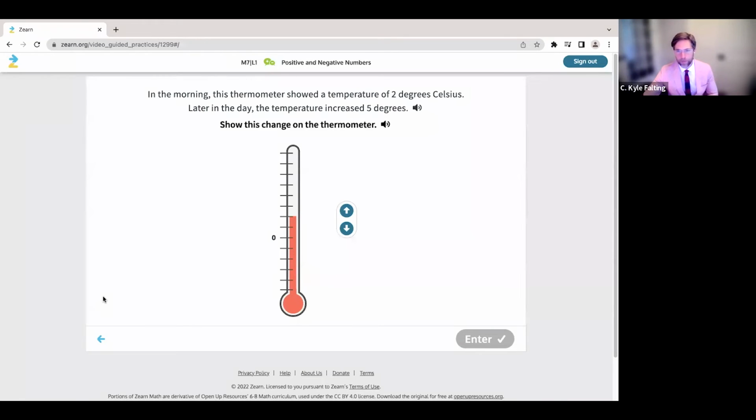Through the concrete representation of the thermometer, the lesson is gearing students up to build a deep, intuitive understanding of the hard to visualize concept of negative numbers. Let's see this change in temperature on our thermometer and see where the lesson takes us next.